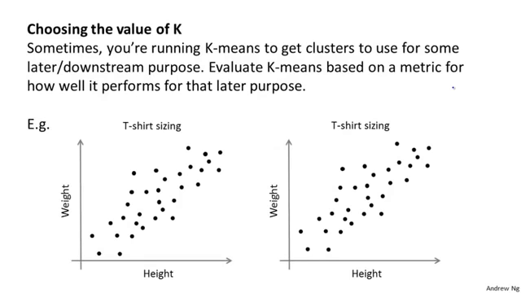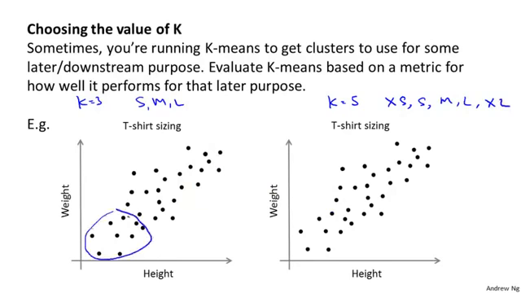Let's say we go through the t-shirt sizing example again, and I'm trying to decide, do I want 3 t-shirt sizes? So if I choose k equals 3, then I might have small, medium, and large t-shirts. Or maybe I want to choose k equals 5, and then I might have extra small, small, medium, large, and extra large t-shirt sizes. So you can have 3 t-shirt sizes or 5 t-shirt sizes. You could also have 4 t-shirt sizes, but I'm just showing 3 and 5, just to simplify this slide for now. So if I run k-means with k equals 3, maybe I end up with that's my small, and that's my medium, and that's my large.